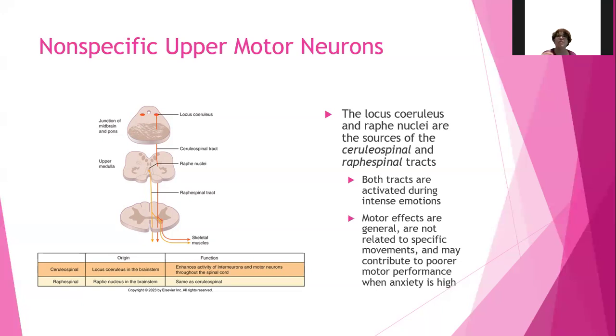There are the non-specific tracts, you don't have to know that they go from the locus ceruleus and the raphe nuclei. But there are particular tracts that are activated during intense emotions. The motor effects are general, they're not related to specific movements, but they might contribute to the fact that your motor performance is poorer when your anxiety is high.